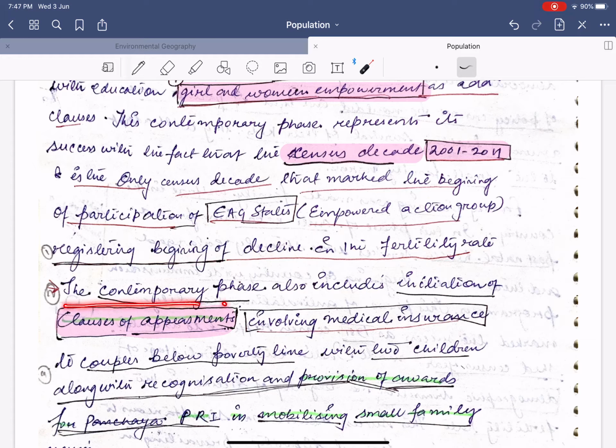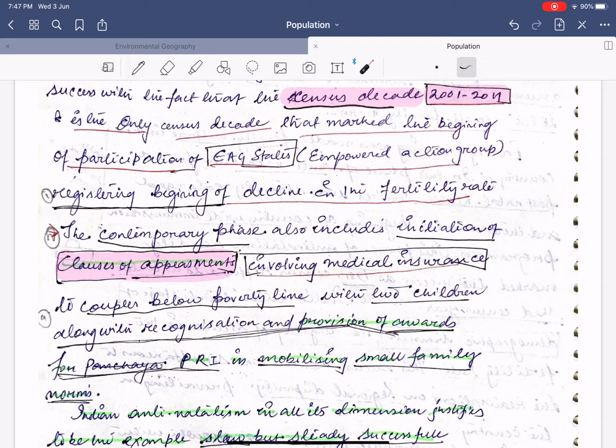The contemporary phase also included the initiation of the clause of appeasement. What is this clause of appeasement? What do you mean by the term appeasement? Appeasement means requesting people to do something. This involved medical insurance to couples below the poverty line. That is, if you are having two children or less than two children, then the government was providing medical insurance to them, especially to couples below the poverty line with two children, along with recognition and the provision of an award from the PRI, Panchayati Raj. They were awarding that if you are having less population, you receive an award from the Panchayati Raj.